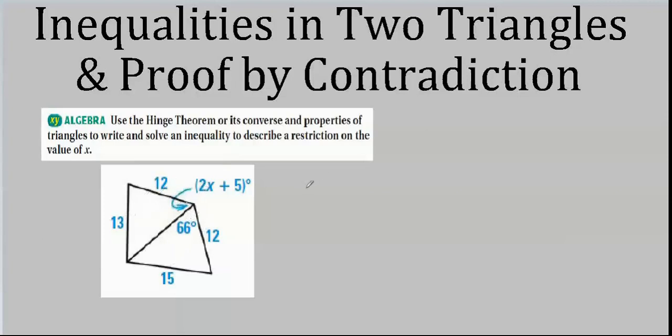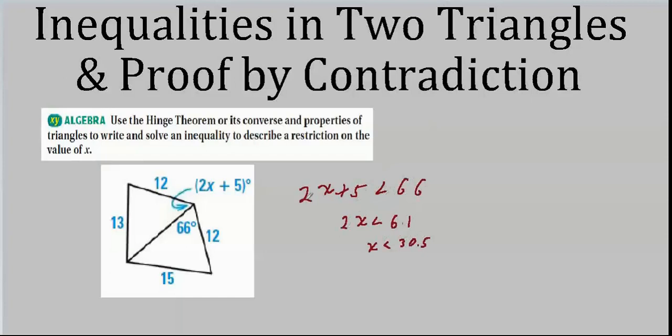So we can write 2x plus 5 is less than 66. Or 2x is less than 61. Now subtract 5 from each side. 2x is less than 61, or x is less than 30.5.